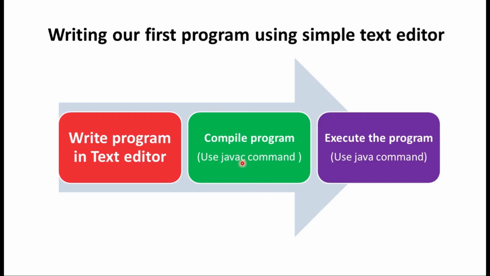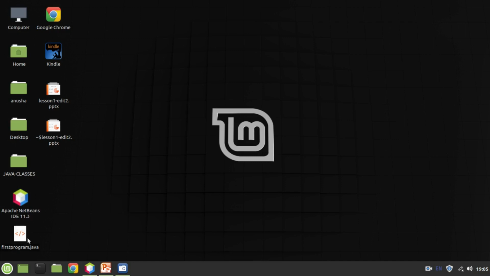For compiling your Java program, the javac command is used. For executing the program, the java command is used. Come on, let's do it now. Alright, look here. This is my first Java program. So the extension you can see is FirstProgram.java. Every Java file should have the extension .java.